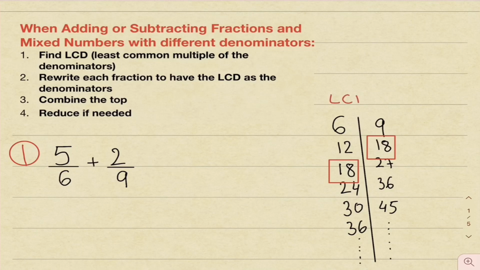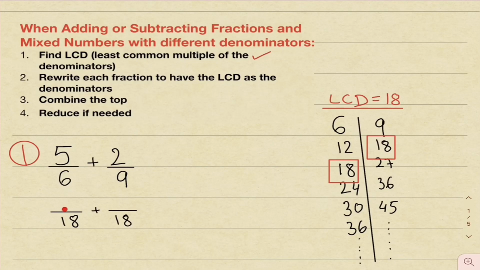So the LCD is 18. So we found the LCD, which is 18, and we're done with step 1. Now let's go to step 2. Step 2 says, rewrite each fraction to have the LCD as the denominators. So I'm going to rewrite each fraction, and in the denominator, I'm going to put the LCD that we just found, which is 18.